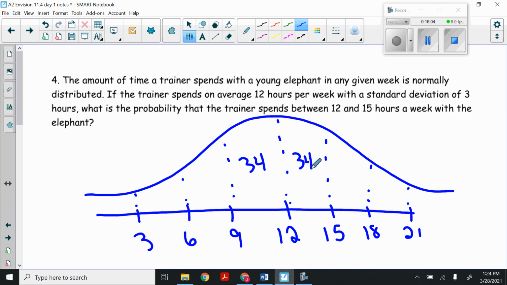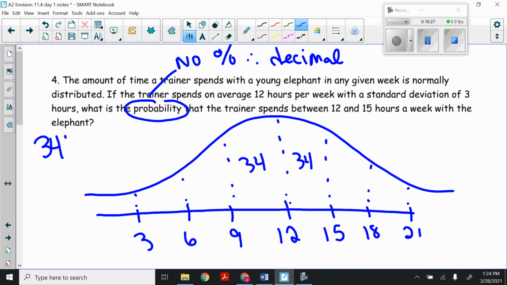It says, what is the probability? Okay, so this time we're seeing the word probability. Probability means no percent, so therefore it's a decimal. What is the probability that the trainer spends between 12 and 15 hours a week with the elephant? Between 12 and 15, that is 34%, but as a probability, 0.34. If they ask you for percent, you're dealing with up to 100%. If they're asking you for probability, then you're looking at numbers between 0 and 1, so with a decimal. If they ask you for the proportion, you're still looking at the percents.